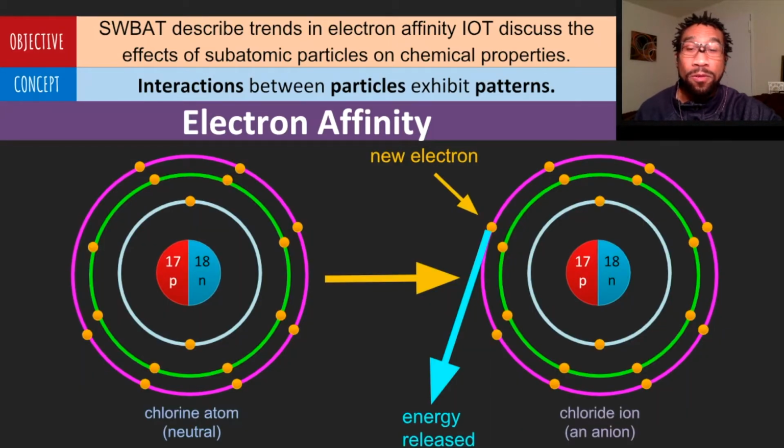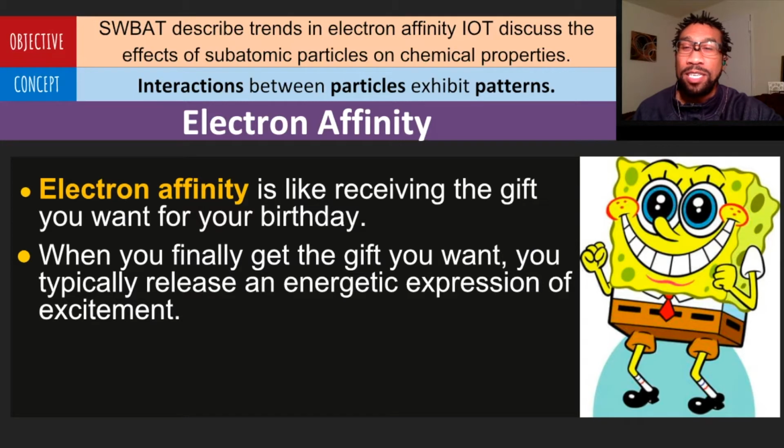So here's a pictorial form or a graphic form of electron affinity. Basically, this is chlorine. You have the neutral atom on the left, and then on the right, you have the chloride ion, in which this ion has received its eighth valence electron, a new electron from a different atom, and it's excited to get this electron, so therefore it releases energy. And electron affinity is like receiving a gift that you want for your birthday. Okay, as you can see, SpongeBob to your right, he is actually very excited about something that he sees. And so basically, when you get a gift that you really, really want, you are typically excited and you release this excitement with a bunch of energy. It's an expression of excitement.